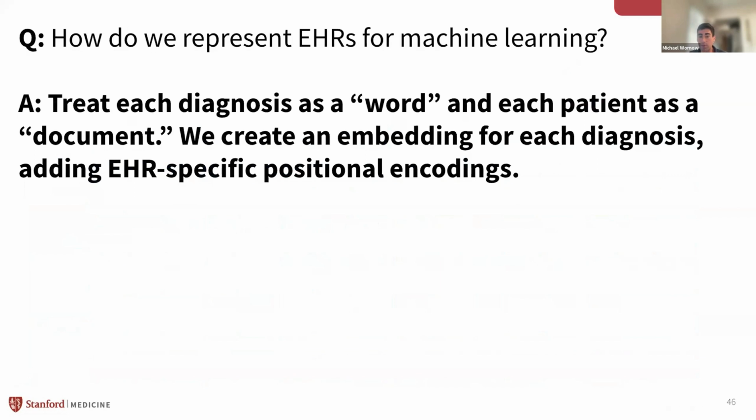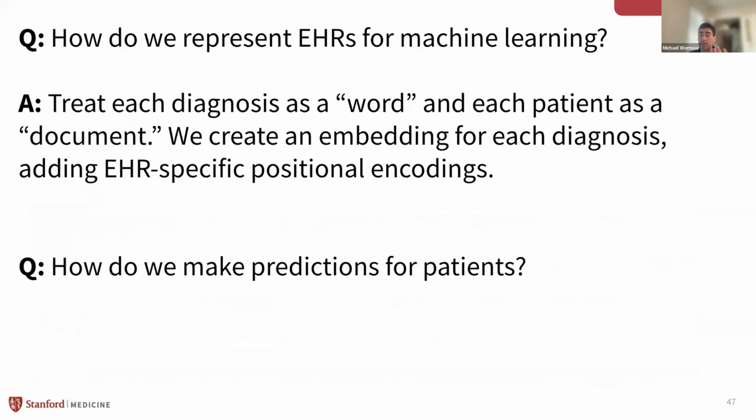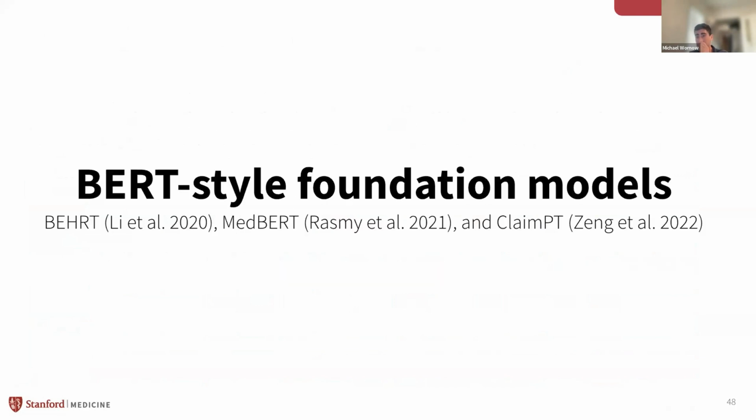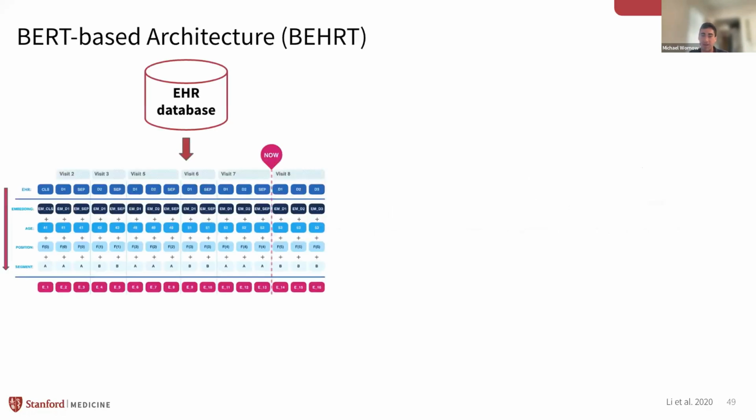Cool. So now that we've turned the EHR into something the computer can understand, how do we actually end up making predictions for patients? The first class of foundation models for EHRs that I'll talk about are BERT-style models, which are based on the bidirectional transformer from Devlin et al. 2019, but adapted specifically for EHRs with some of those nuances that I described previously. I'll use BEHRT, also pronounced BERT, as a canonical example, but the rest of the models in this family are pretty much the same.